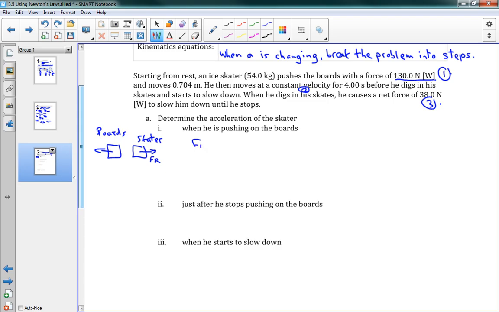We're going to say that, again, F net equals ma. We know that his net force is this reaction force here, so we've got 130 newtons east. That's equal to his mass, which was 54 kilograms, times his acceleration. So then we can solve acceleration equals 130 over 54. And that gives us 2.407.